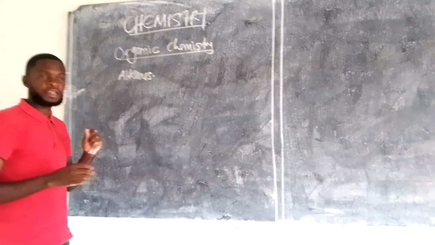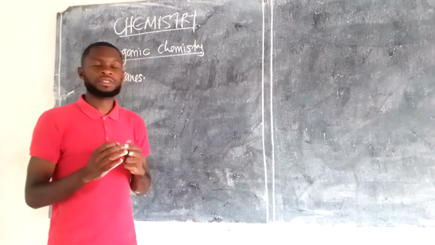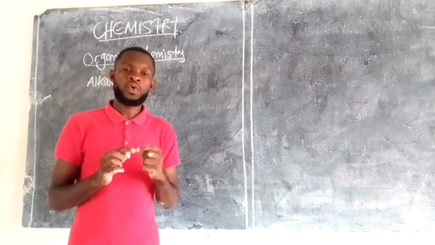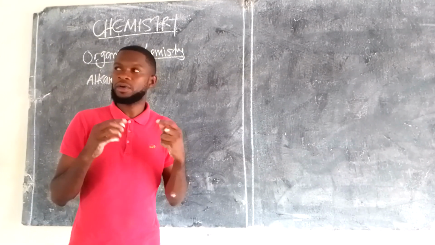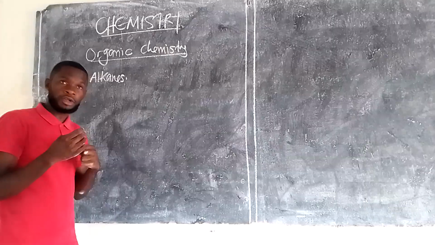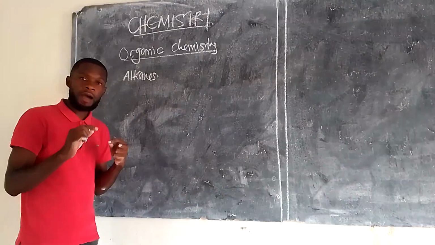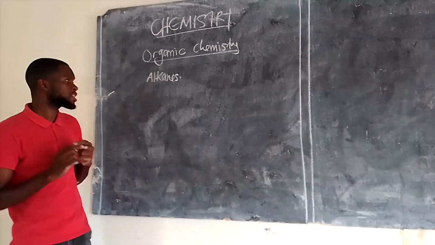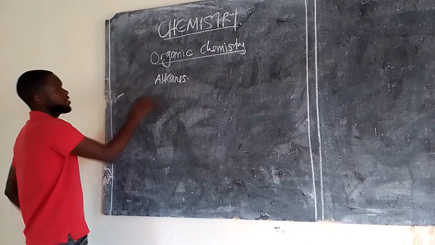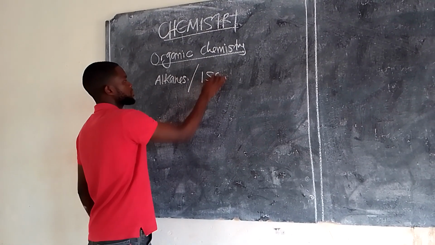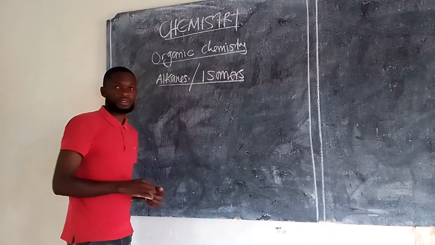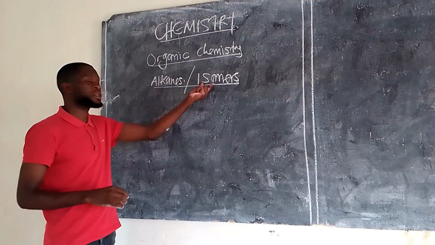In the first place, we defined alkanes as the hydrocarbons that have a single bond between carbon to carbon and carbon to hydrogen. That is how we define the term alkane. Now, in today's lesson, I want us to focus on the isomers of alkanes.